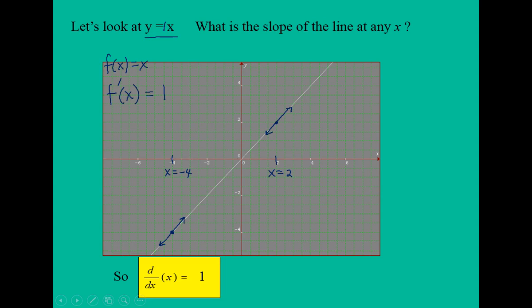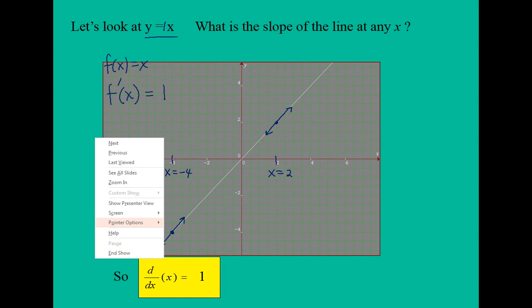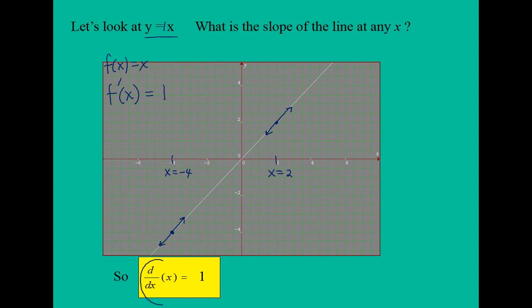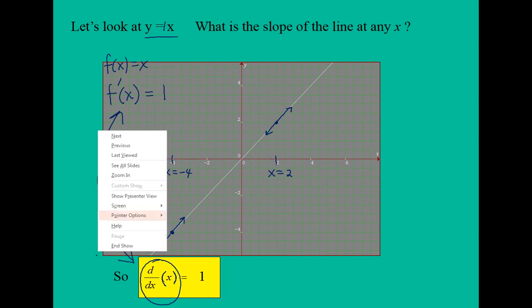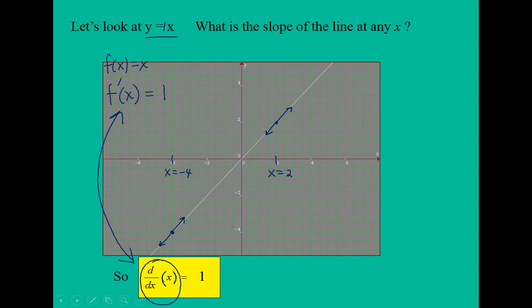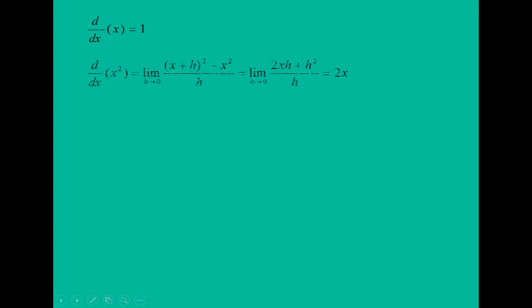Now this notation we talked about earlier, this means the derivative of x, and x is our function. So these are saying the same thing. So we found that the derivative of the function x equals 1.